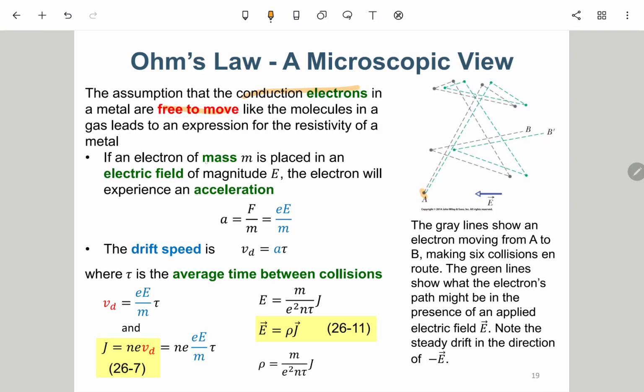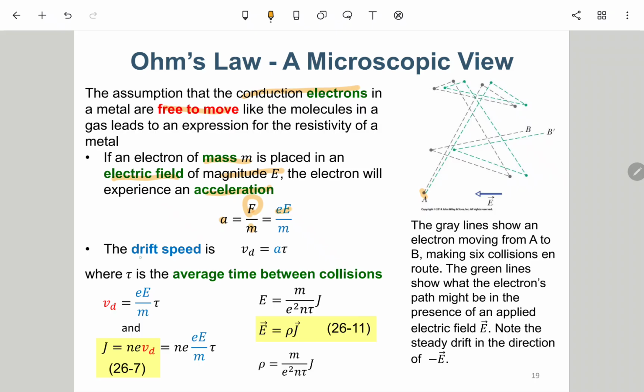So if an electron of mass m is placed in an electric field of magnitude E, the electron will experience an acceleration. This is trivial. The magnitude of the acceleration a will be F over m, according to Newton's second law of motion, a equals F over m, and then F will be eE, so nothing special here.